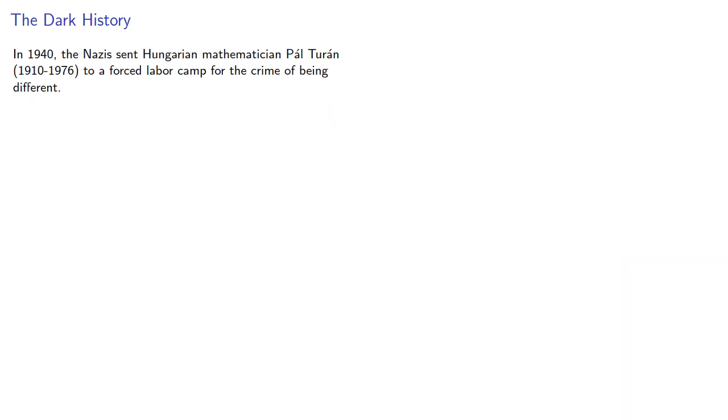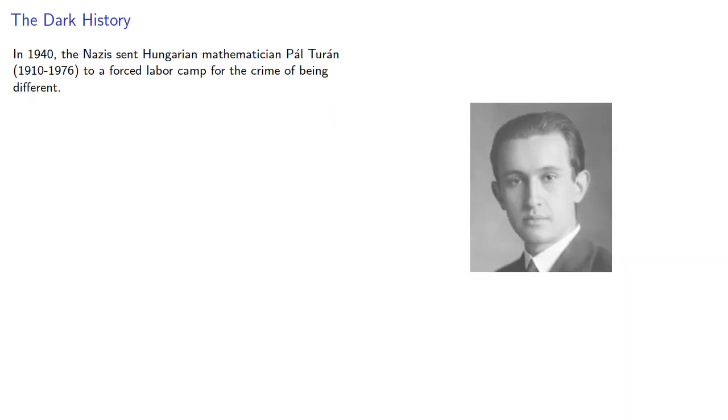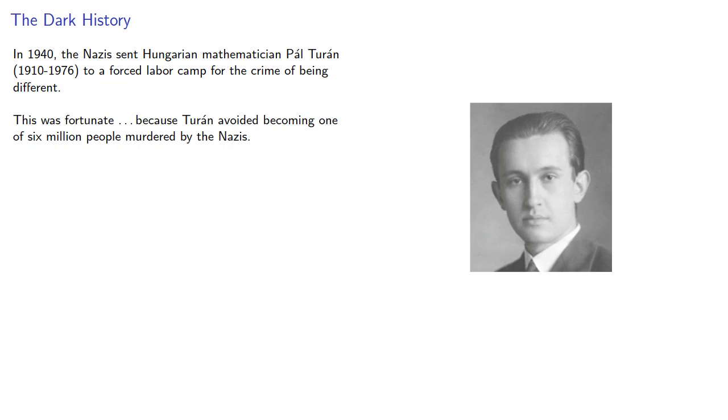In 1940, the Nazis sent Hungarian mathematician Paul Turán to a forced labor camp for the crime of being different. This was fortunate because Turán avoided becoming one of 6 million people murdered by the Nazis. While there, Turán kept his sanity by working on math problems.